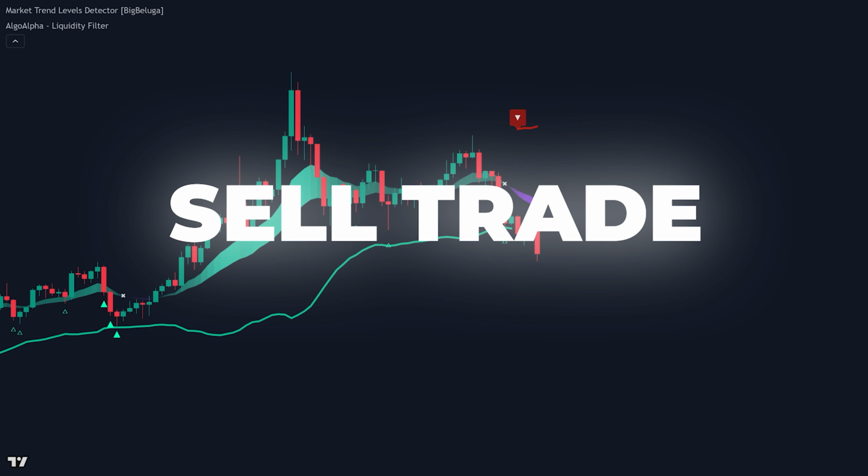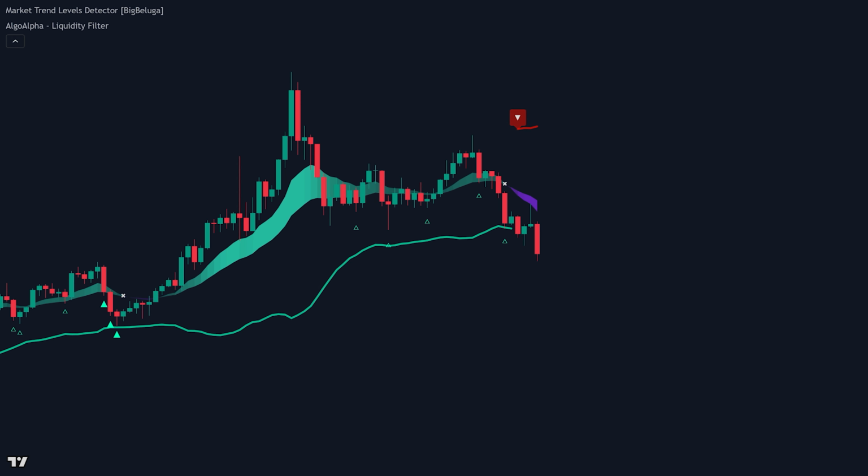Sell trade setup. First, we wait for the liquidity sweep filter indicator to generate a sell signal. Next, we confirm the trend direction using the Market Trend Levels Detector indicator. The shaded area on this indicator should be purple, indicating a bearish trend.